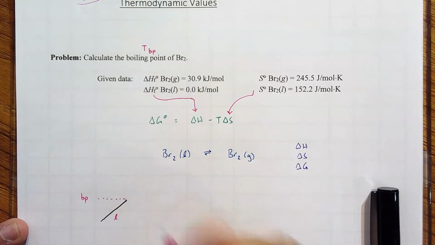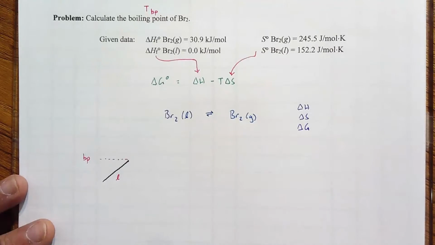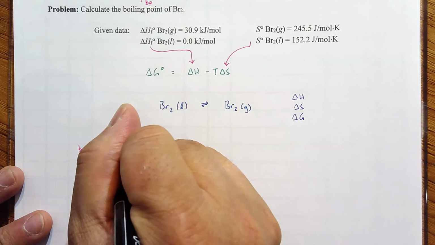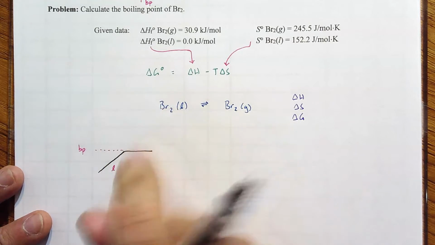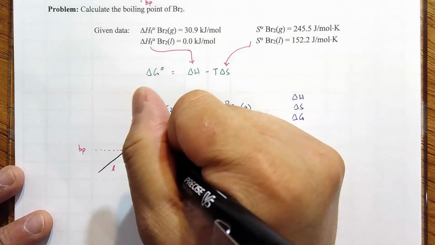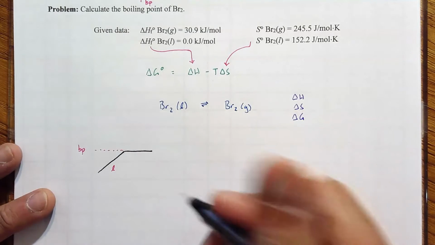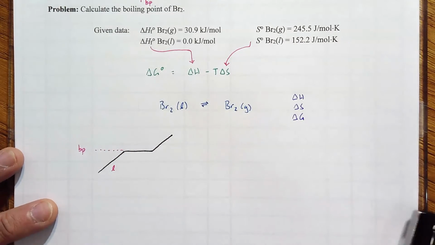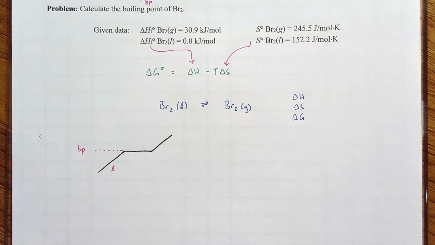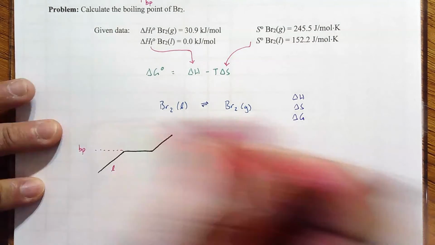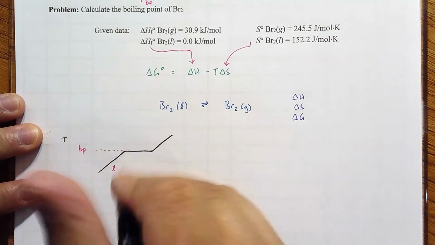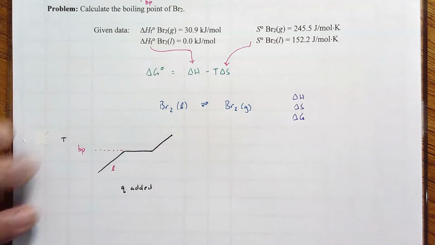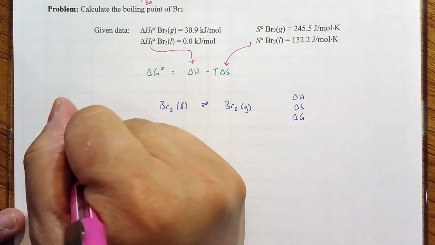So here you have liquid. And do you remember what happens at the boiling point as you add heat to a liquid? It plateaus. That's the transition. And then once you get all of that liquid to be a gas, then you start heating up the gas and the temperature starts rising again. The y-axis is temperature, and this is Q added, heat added. We want this temperature right here.